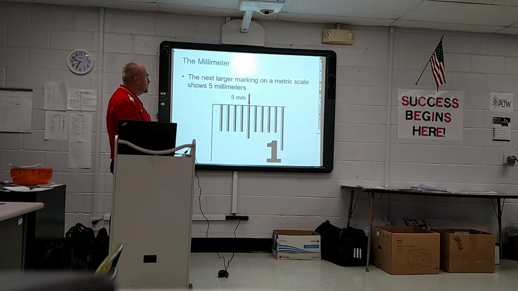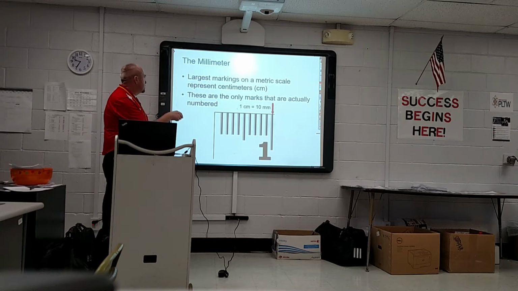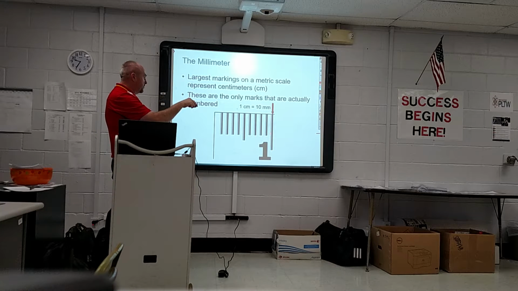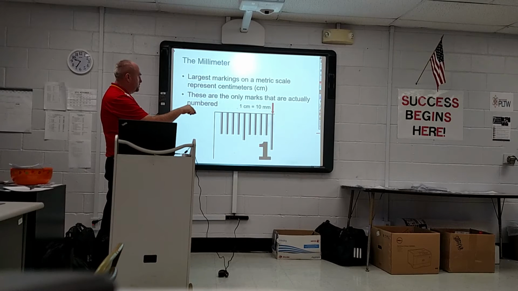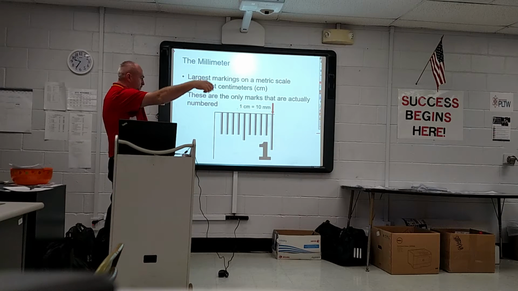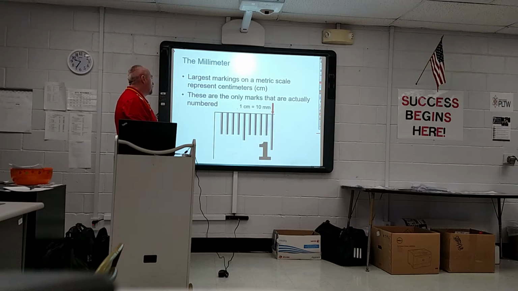That tells you that you're in the middle. That's 5 millimeters. The largest marking on a metric scale represents centimeters, and that marking will always have a number beside it: 1, 2, 3, 4, and so forth. They are the only markings on a metric scale that have numbers, so you know that those represent centimeters.